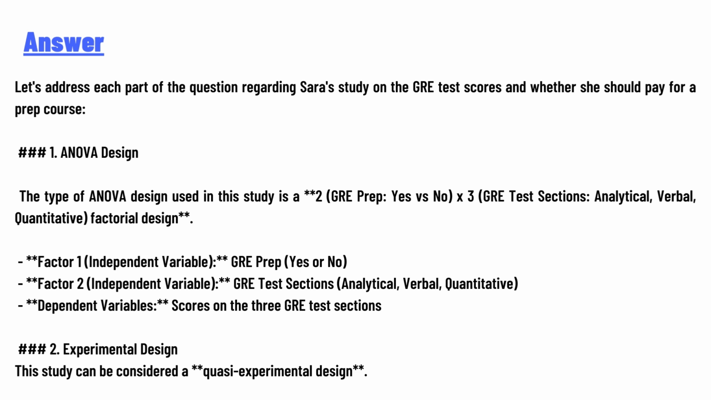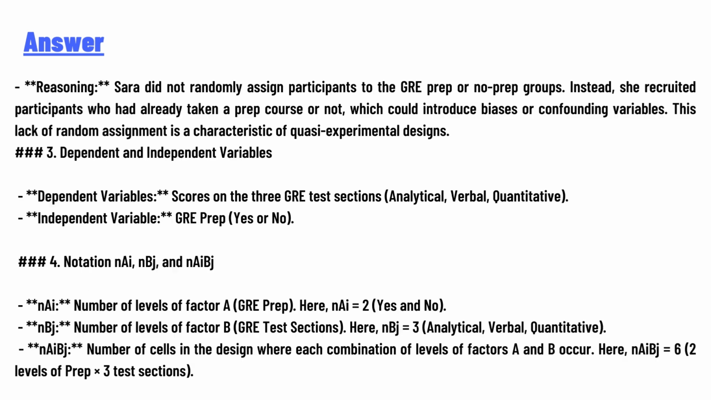Second, experimental design. This study can be considered a quasi-experimental design. Reasoning: Sara did not randomly assign participants to the GRE prep or no prep groups. Instead, she recruited participants who had already taken a prep course or not, which could introduce biases or confounding variables. This lack of random assignment is a characteristic of quasi-experimental design.